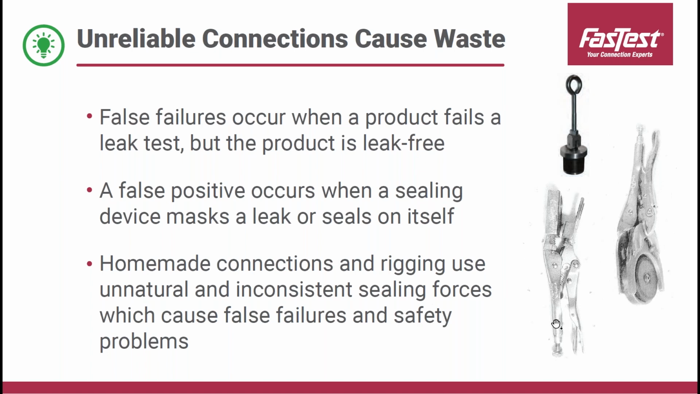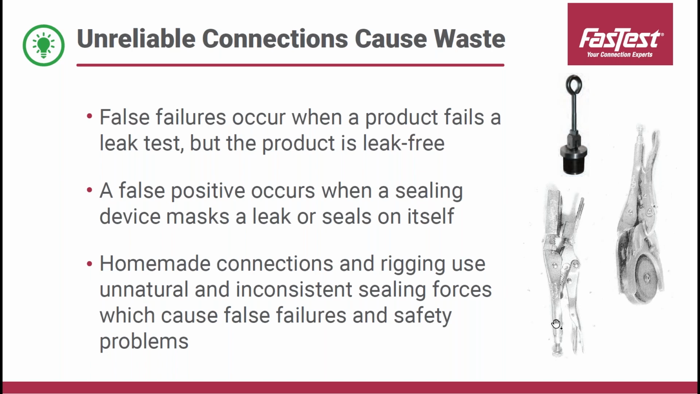So one of the main problems we see out in the field are homemade connections and rigging devices that provide unnatural and inconsistent sealing forces. That leads to false failures and many safety problems on production lines. And we define a false failure as a product that fails a leak test, but the product is actually leak-free. It's a pretty common problem out in the field.